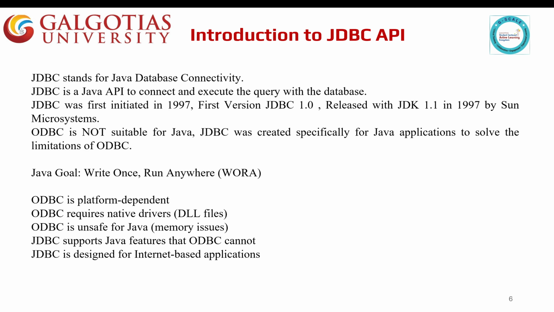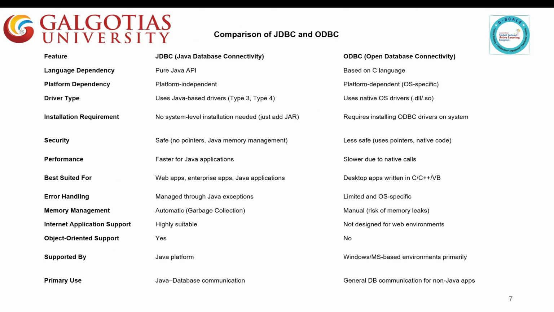JDBC stands for Java Database Connectivity. It is a Java API used to connect and execute queries with a database. JDBC was introduced in 1997 with JDK 1.1 by Sun Microsystems. ODBC is not suitable for Java because it is platform dependent, requires native drivers, and causes memory issues. JDBC supports Java's write once, run anywhere principle and is designed for internet-based applications.